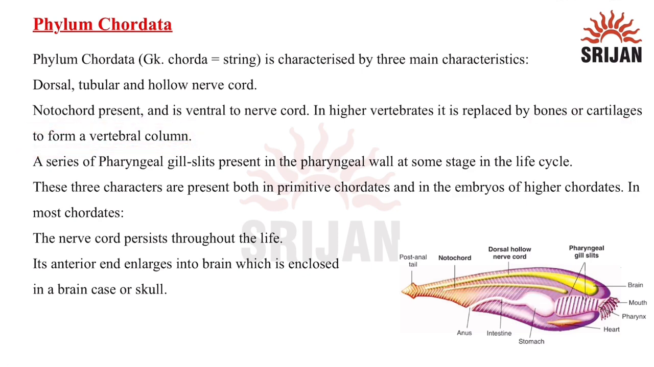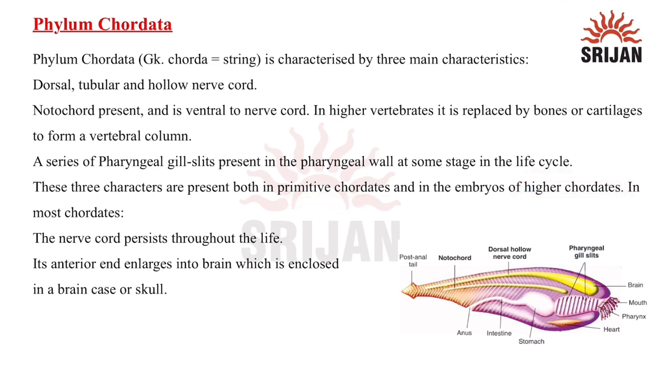Now a series of pharyngeal gill slits, as you can see over here in the diagram, are present in the pharyngeal wall at some stage in the life cycle. Now there are three characters present in both primitive chordates and in the embryo of higher chordates.